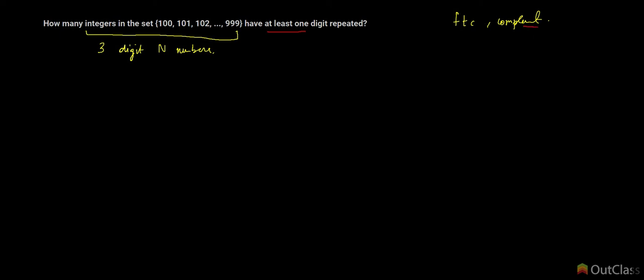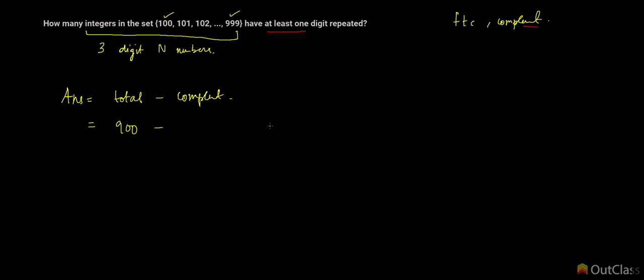So the idea there would be the required answer is the total number of three digit numbers minus the three digit numbers that do not have at least one digit repeated, or three digit numbers that contain three distinct digits. So this total is basically 999 minus 100 plus 1. If you're counting both endpoints, you have to do plus 1 after subtracting. So that would be 900.